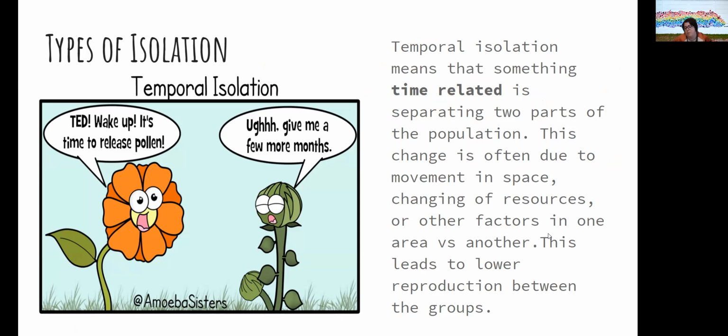Okay, so this can often be due to movement in space. So a group, or part of the group, of organisms moving to someplace different, a change of resources. So in one part of the population, the resources that they need for survival and reproduction are more abundant certain times of the year than others. But basically the underlying effect of this is that they no longer reproduce together. So we have a division of reproduction in a group that was once able to reproduce together.